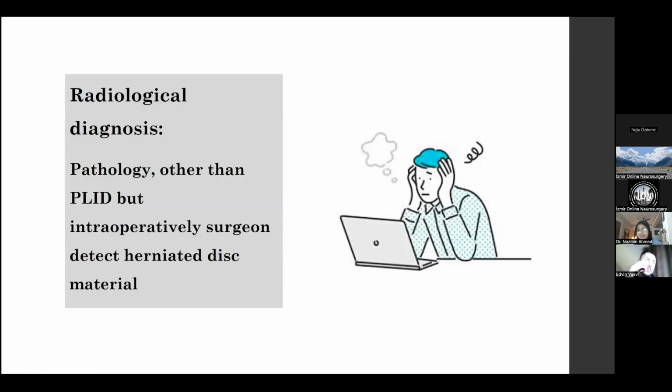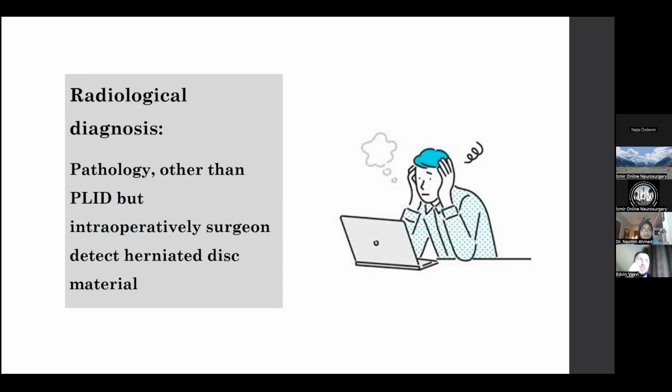So I have already concluded my first half of the literature review. That is, imaging criteria mimic prolapsed lumbar intervertebral disc, but intraoperatively the disc is relatively intact and the pathology is other than disc prolapse. So this is my second half. That is, radiologically, we will diagnose pathologies other than PLID, but intraoperatively the surgeon detects herniated disc material.